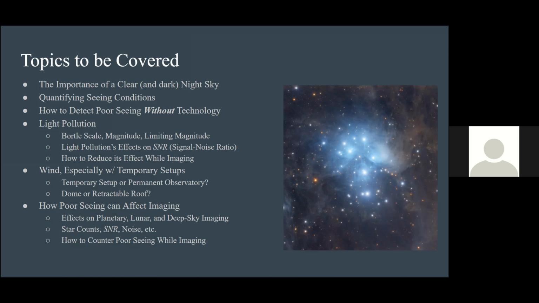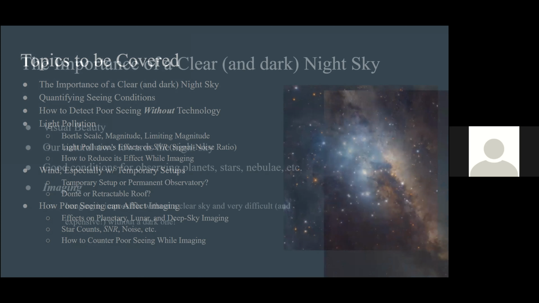And then also how poor seeing can affect imaging. We also have the effects on planetary, lunar, and deep sky imaging, because the effects are not the same. It's different depending on what type of imaging you're doing, of course. Then also star counts, signal to noise ratio, and noise, among others. And then again, how to counter poor seeing while imaging. This is M45, Messier 45. That was just a random picture I got online.